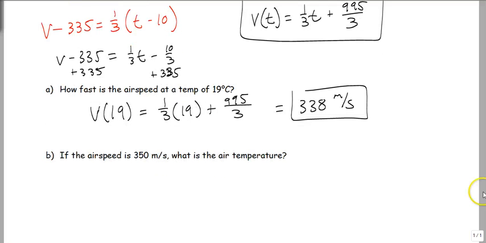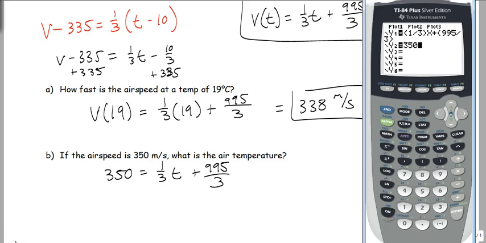But what about if it's the opposite? I know the airspeed is 350. I want to now know what the temperature is. Now you can solve this by hand. Again, be careful with your fractions and using the calculator. But again, you can also use your graphing calculator. So I'm going to show you real quick what you can do with that.